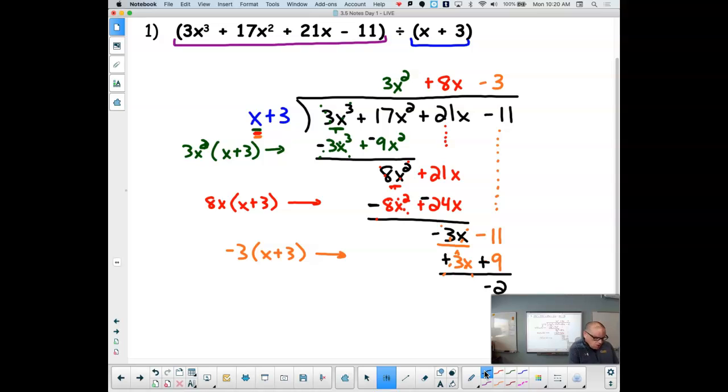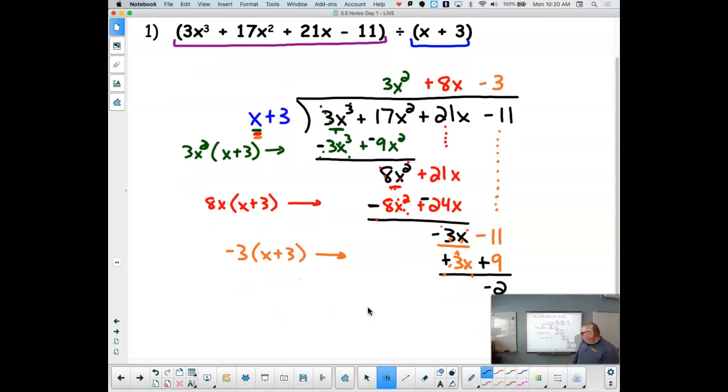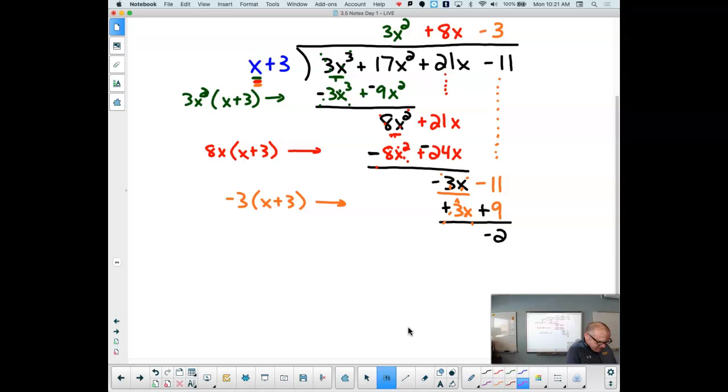So the answer to this particular division statement here would be 3x squared plus 8x minus 3. And now you could say remainder of negative 2, r negative 2. I would accept that, okay? But let me put this in a different spot. We'll put this down a little bit farther, because then I can show you the differences. Okay?